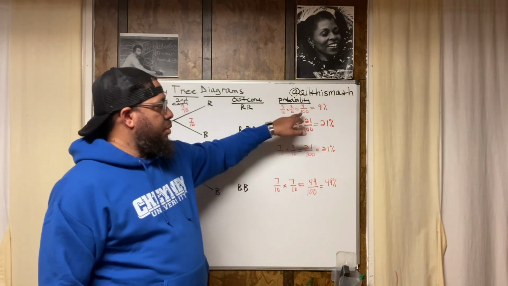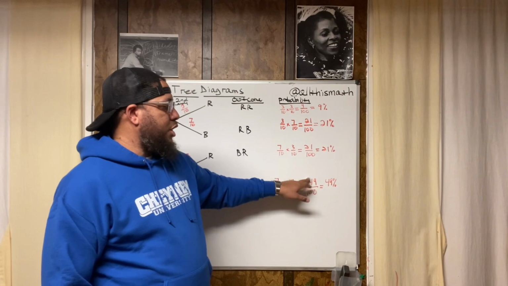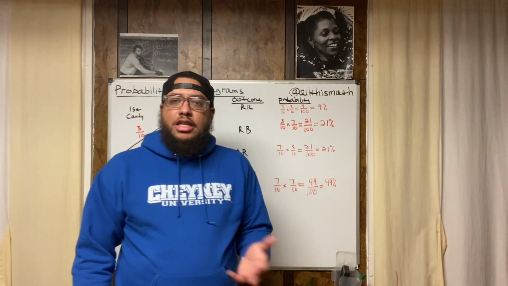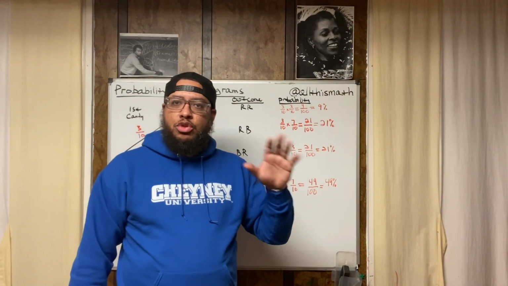In fraction form, 9 and 21 is 30. 30 and 21 is 51. 51 and 49 is 100. 100 over 100 is equivalent to 1. Because anytime you got a fraction where the top number is the same as the bottom number, that fraction is equal to positive 1.